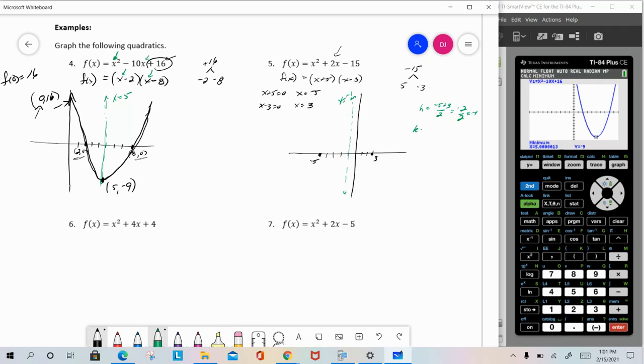To find k, I'm going to find f of h, which is f of -1. And so that's -1 squared plus 2 times -1 minus 15, which is -16. So my vertex, and I don't need to go 1, 2, 3, 4, I can kind of estimate here, is the point -1, -16.